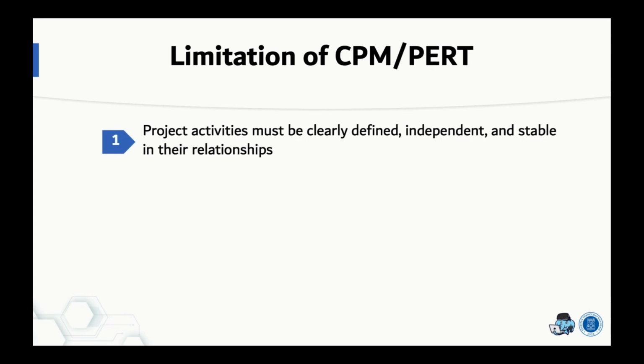Even though those two methods have many advantages, CPM and PERT also have limitations. Number one, the project activities must be clearly defined. When we cannot define the project activities, it is impossible to use CPM and PERT. Each project activity is independent of the others and stable in their relationship. So the network diagram is stable, not changing dynamically over time. This is the limitation of CPM and PERT.